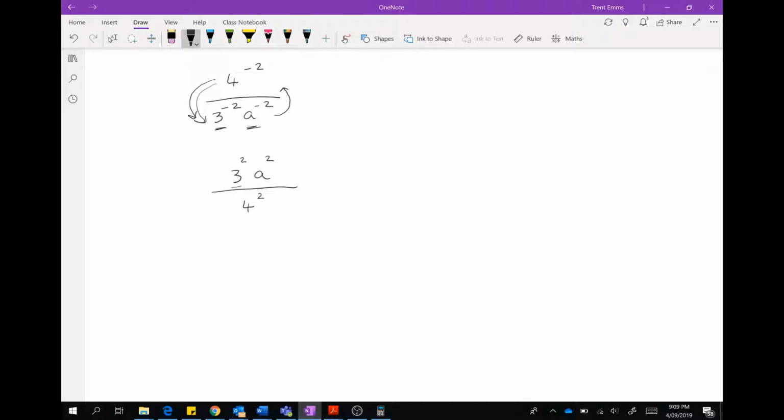3 squared is 3 times 3, which is 9, and that's multiplied by a squared on the top. And on the bottom we have 4 squared, which is 4 times 4, which gives me 16. And that will be your final solution there, and that will get you an achieved mark.